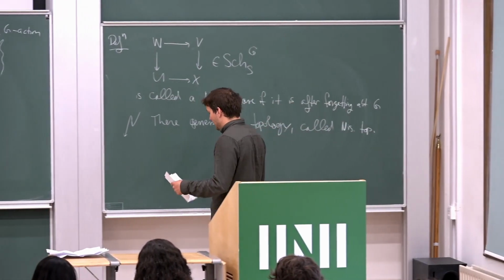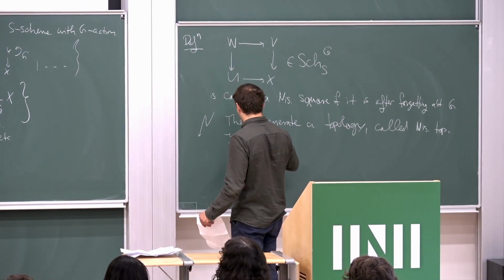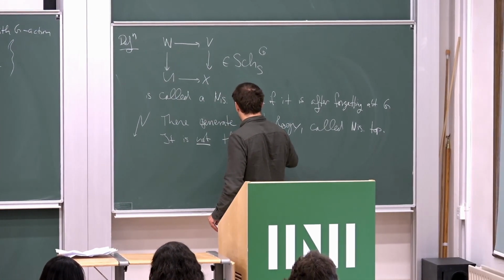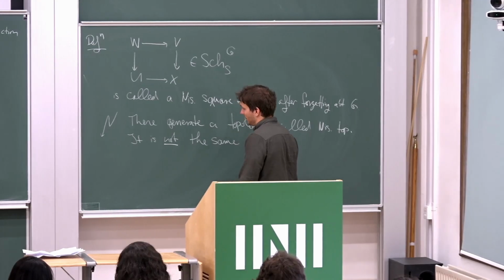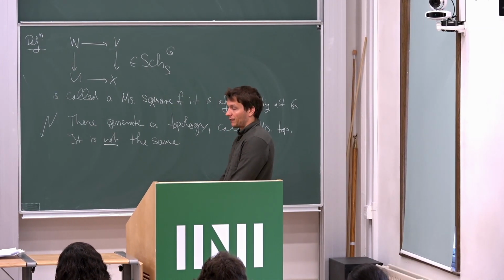But this is not the same. So this topology has the sort of obvious thing which you could say, which is to say that a family of maps is a covering if and only if it is a covering after forgetting about G.